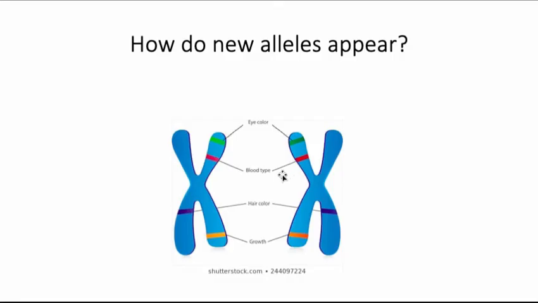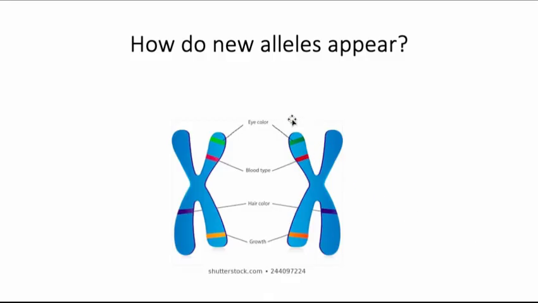So we have genes that code for traits, but what the trait specifically is, what version of that trait you're getting, depends on the allele, which is the specific DNA sequence that is in that region. And that specific sequence is going to produce a particular protein.